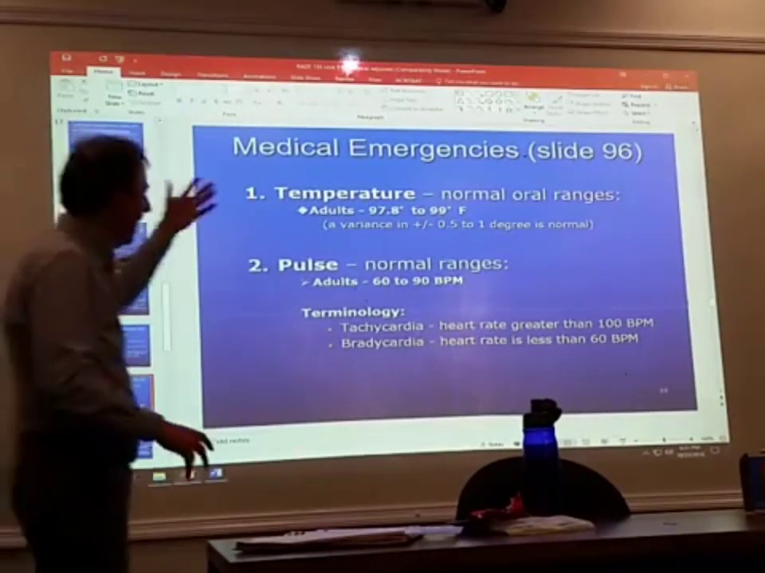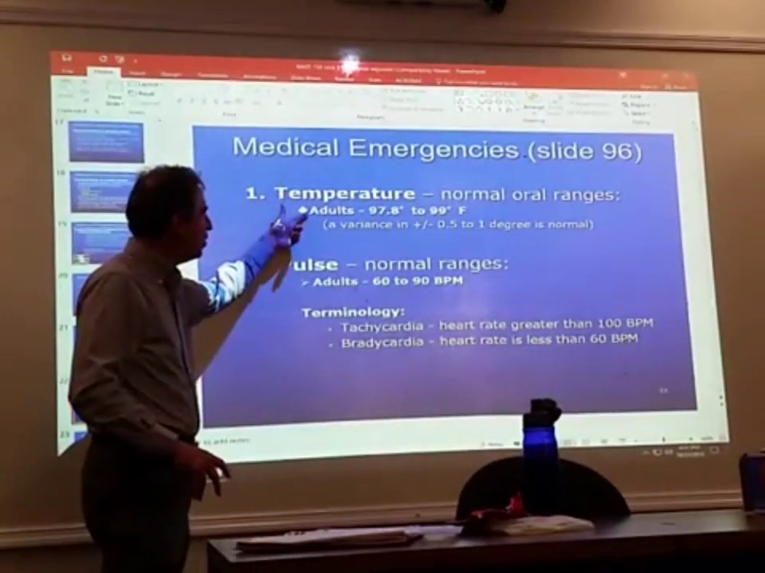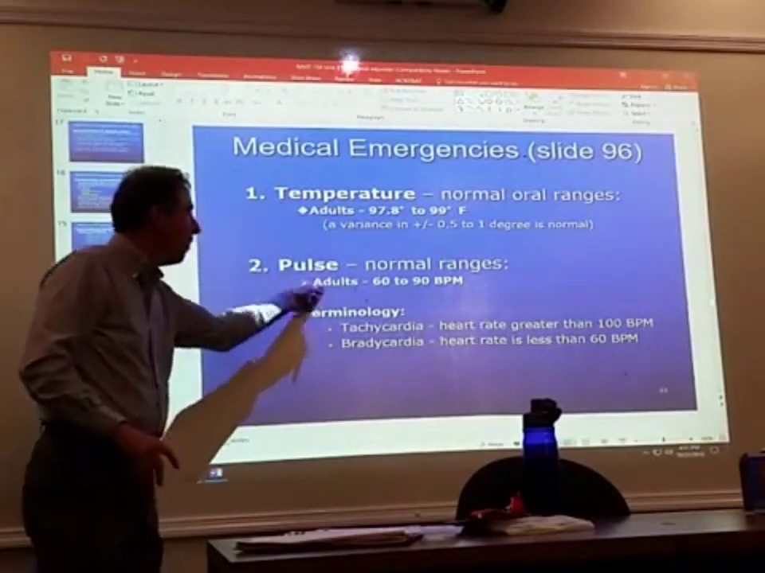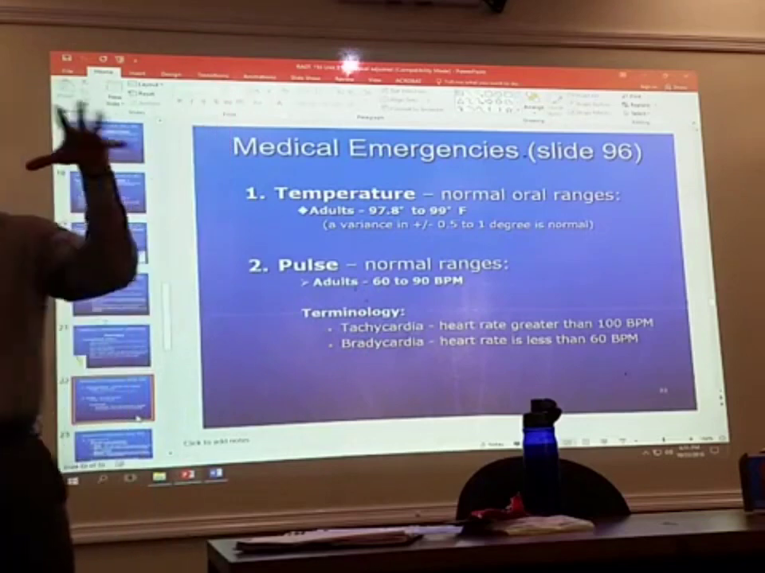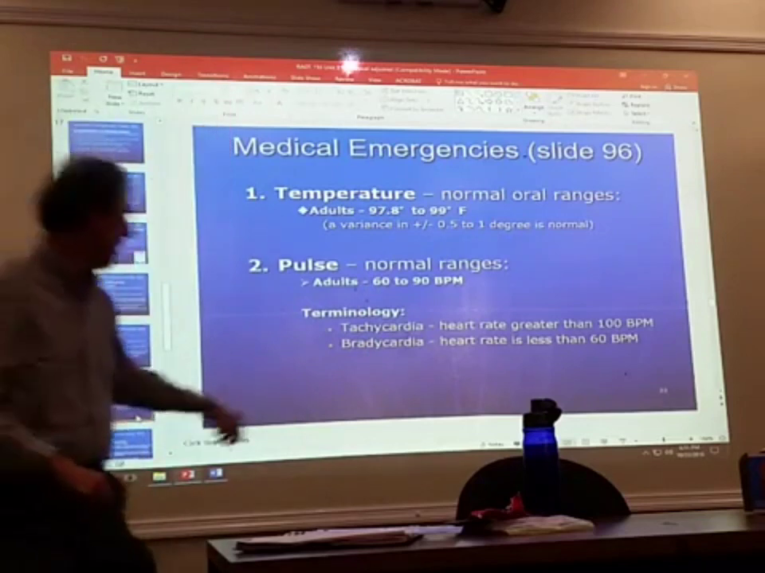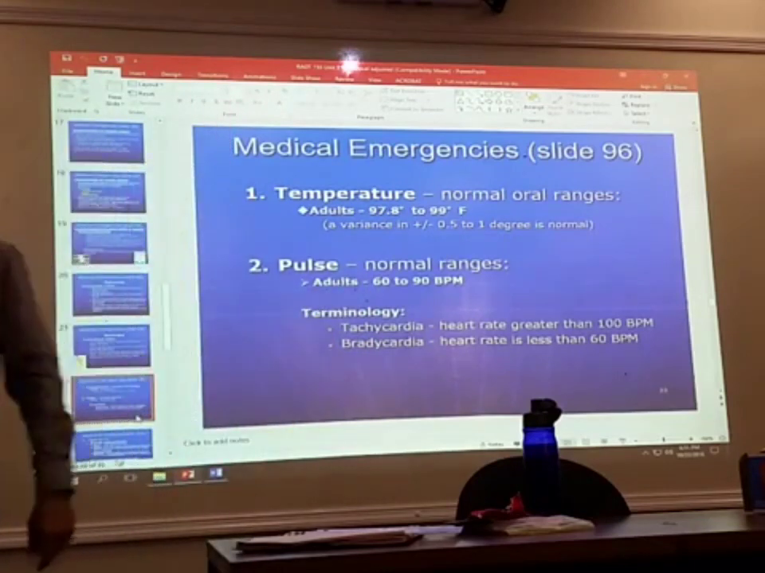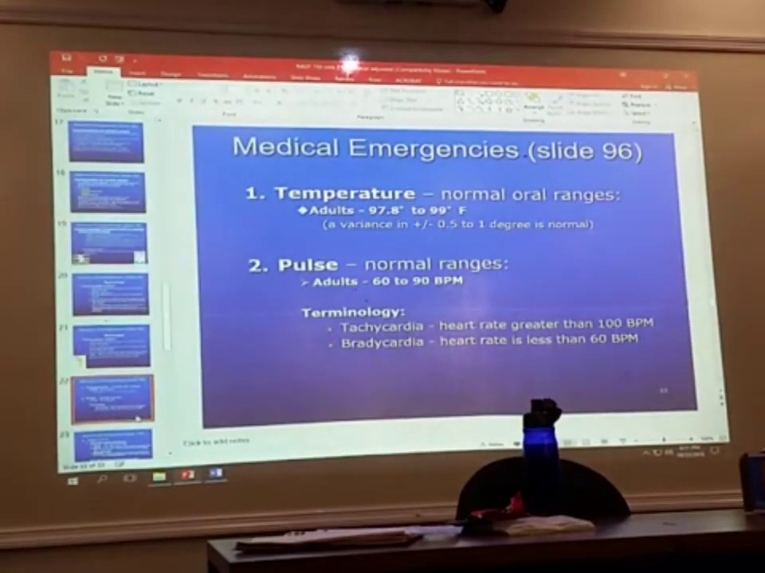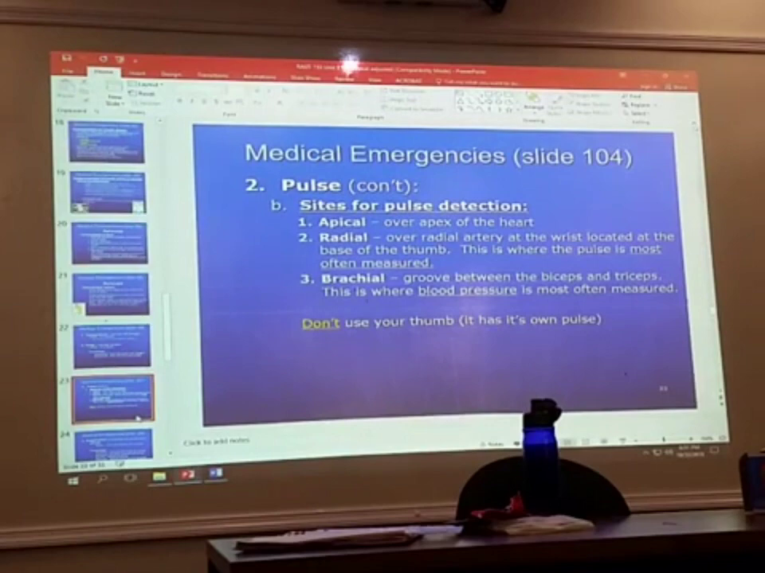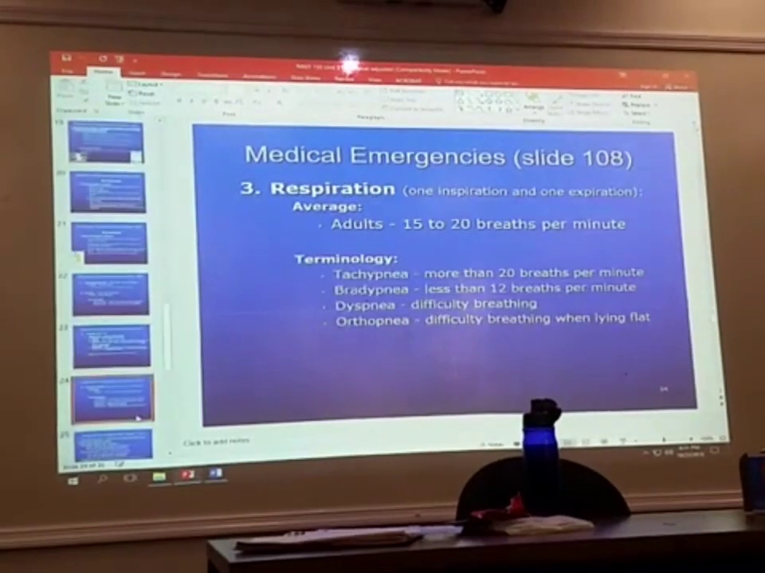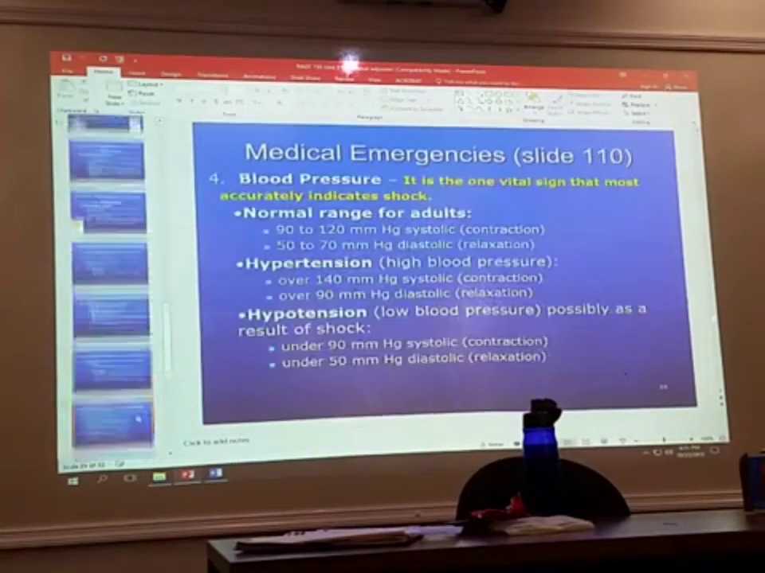So here's, again, just the normal ranges for temperature, the normal pulse for adults. Again, that's normal for society, not for each of us, okay? And so that's what that range is there. If it's high or low, it's tachycardia and bradycardia. There's sites for detecting pulse, and then respiration is just 15 to 20 here.